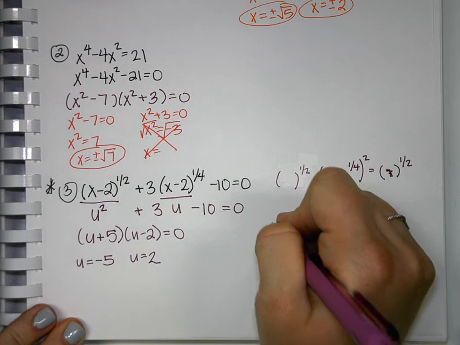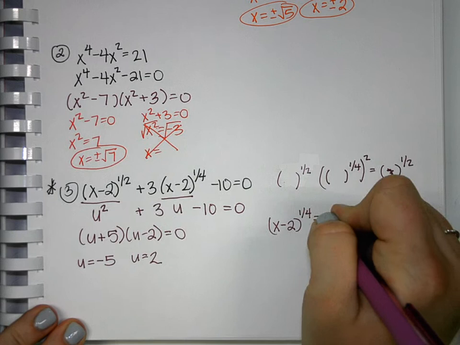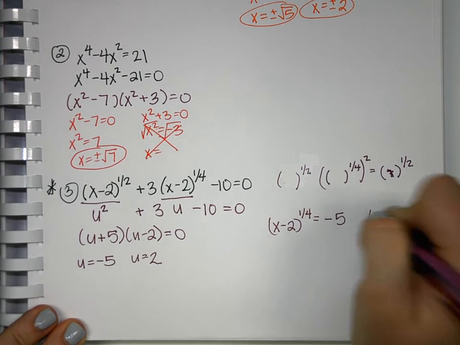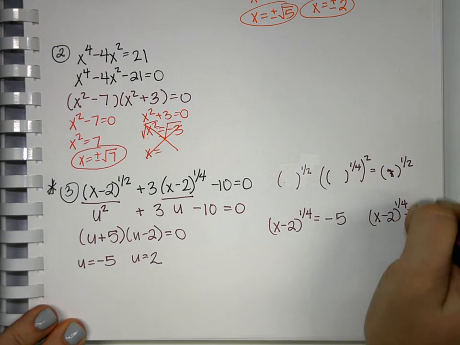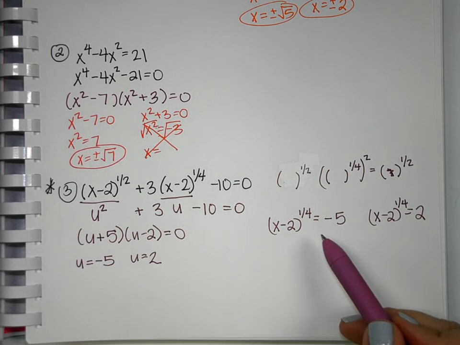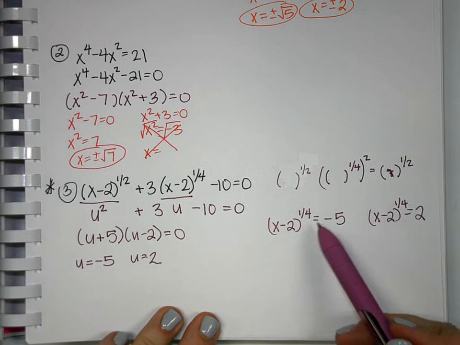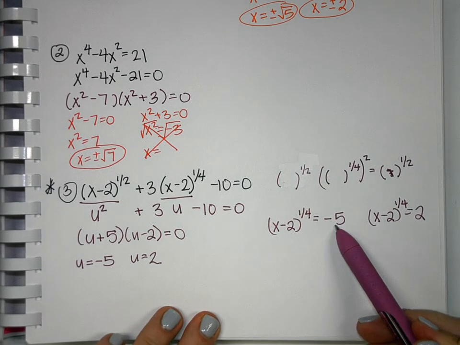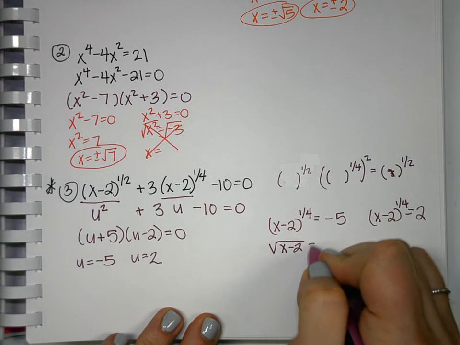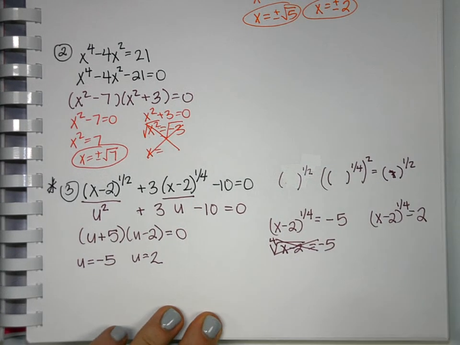So we had said u was equal to x minus 2 to the 1/4. So I'm going to have x minus 2 to the 1/4 equals -5, and x minus 2 to the 1/4 equals 2. So if we think about what this means, we're doing a 4th root and getting a negative. Any even root can never equal a negative, because if we rewrite this as the 4th root of x minus 2 is equal to a negative number, that's not possible, so we can cross that out.